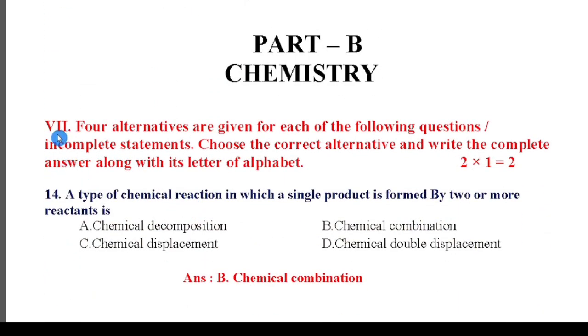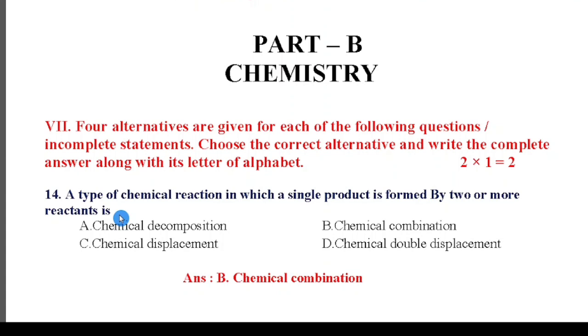Here also 7th main, they have given 4 alternatives in which one is the correct answer. You have to choose and write the answers. 2 questions will be there. The first question, 14th question: a type of chemical reaction in which a single product is formed by 2 or more reactants. So when 2 or more reactants form only a single product, that is combination.